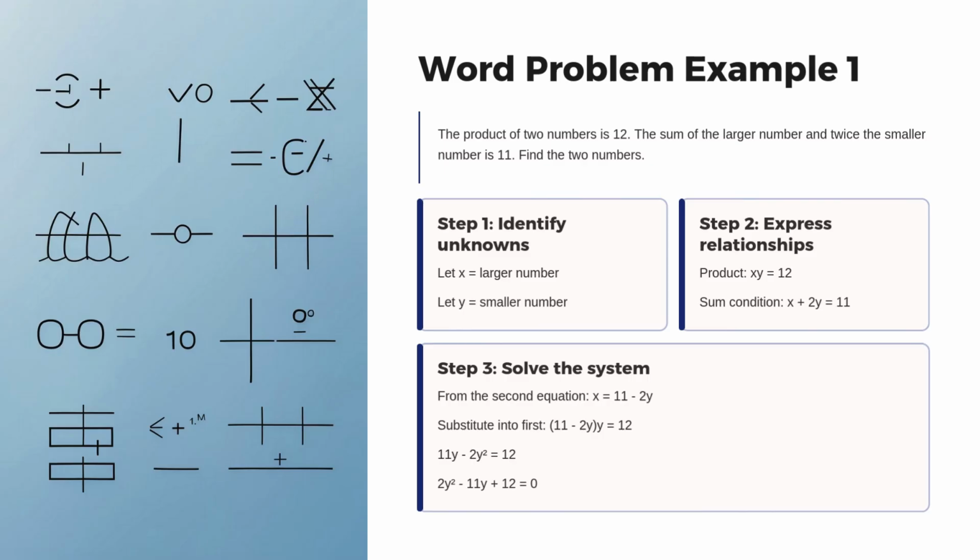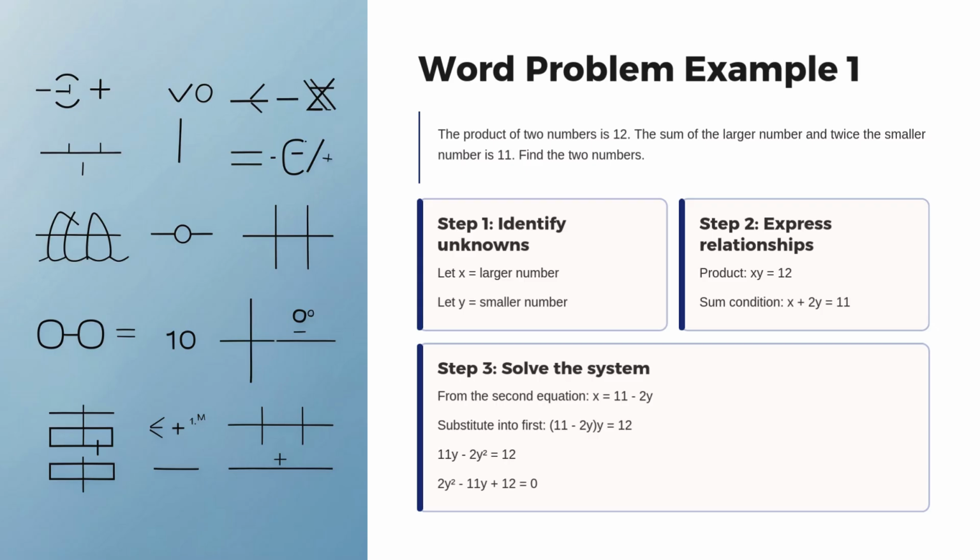Word problem example 1. Problem statement. The product of 2 numbers is 12. The sum of the larger number and twice the smaller number is 11. Find the 2 numbers. Step 1. Identify the unknowns. Let x represent the larger number. Let y represent the smaller number. This sets up the variables so we can translate the problem into algebra.